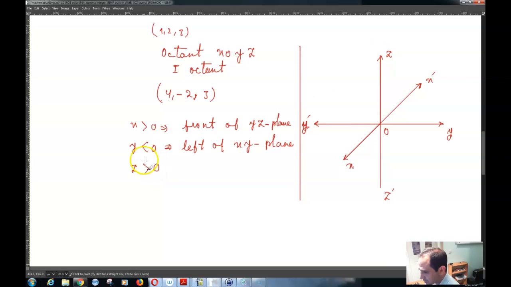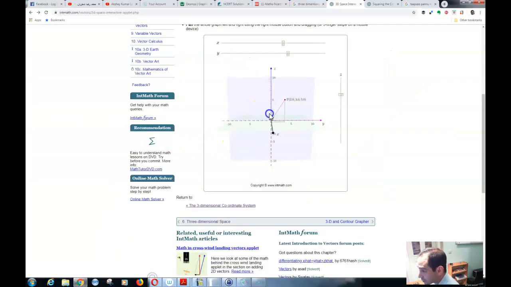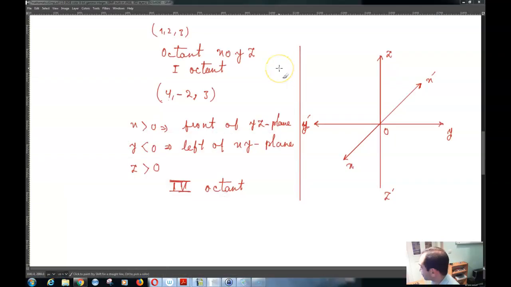Now since your z is positive, you're going to end up here, which is basically 1, 2, 3, and 4. So that's the fourth octant. And the fourth octant is basically this octant over here. The one on the back would be 2, to the left would be 3, and this one would be 4. So that is the fourth octant.